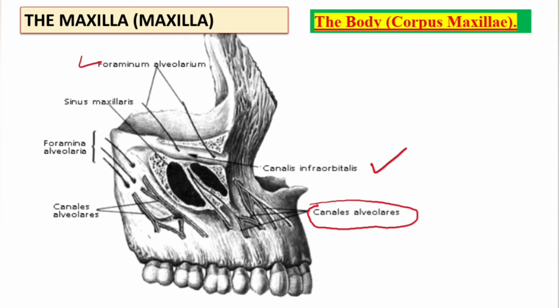They also extend down in the thickness of the maxilla. So you can see again here the canalis alveolaris, for carrying different nerves and vessels of the upper teeth, right? You can also see on the infratemporal surface, facies infratemporalis, the foramina alveolaria, and the corresponding canals, canales alveolares.